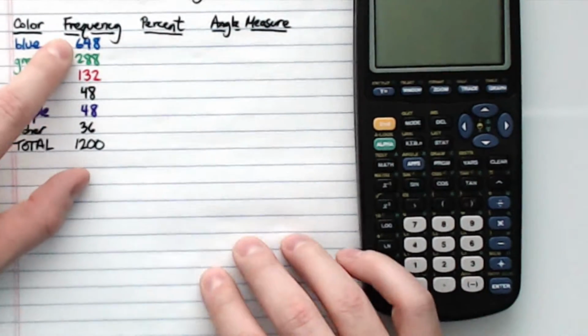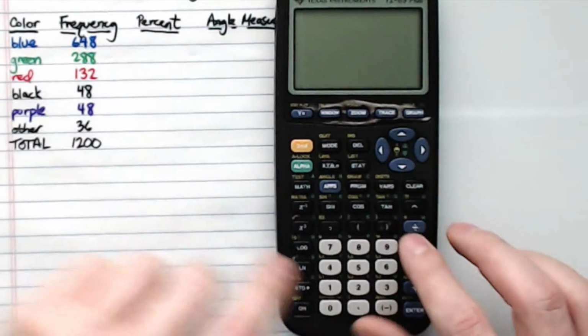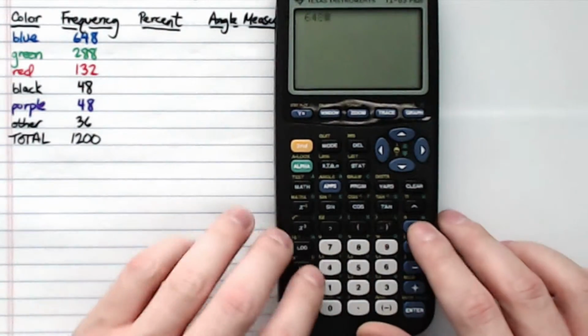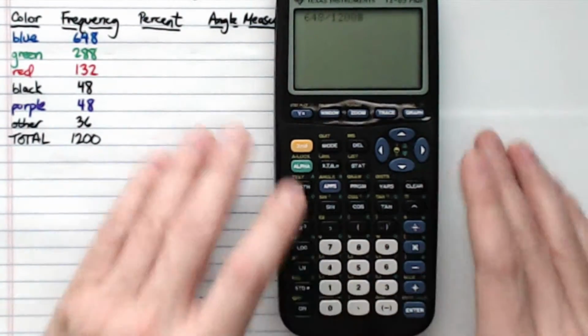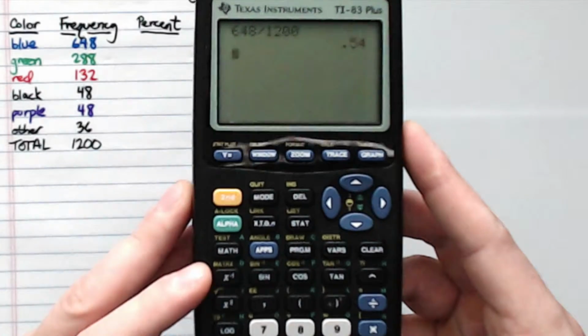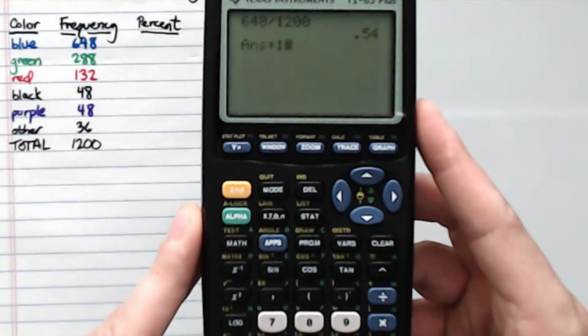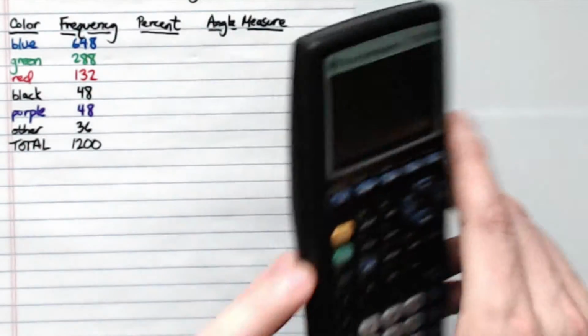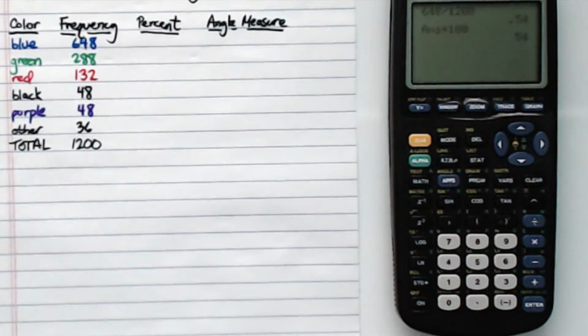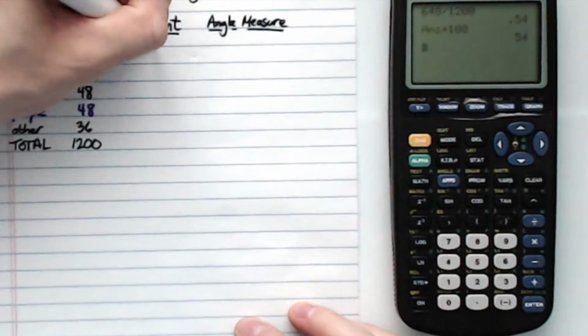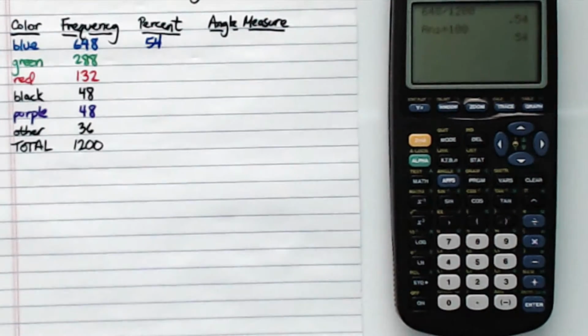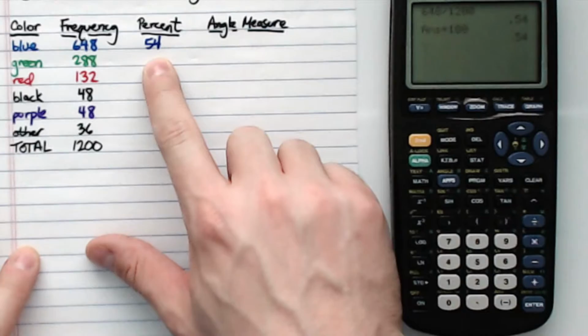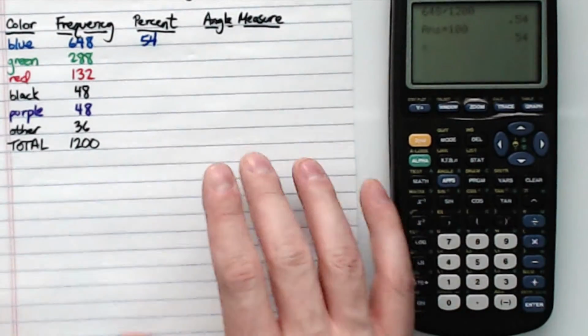So we are going to take this 648, so on my calculator right here, I'm going to take 648, and then I'm going to divide it by 1,200. You can see this. And then I get 0.54. I'm going to turn it into a percent by multiplying it by 100, and then we get 54%. So what we're going to do then is fill in this 54% for the blue. Okay, we're going to continue this all the way down for the percent right here for each of the colors. So I'm going to do that real quick right now.